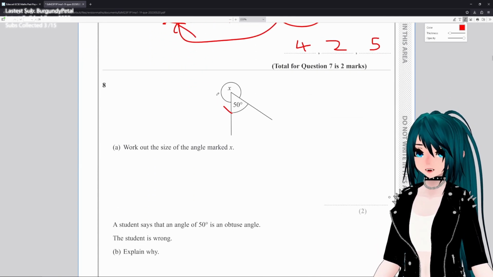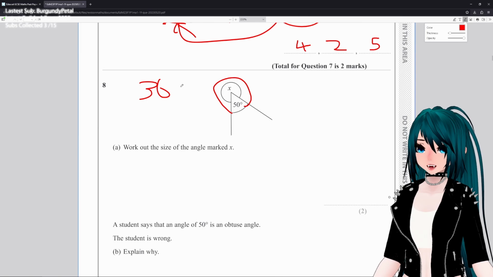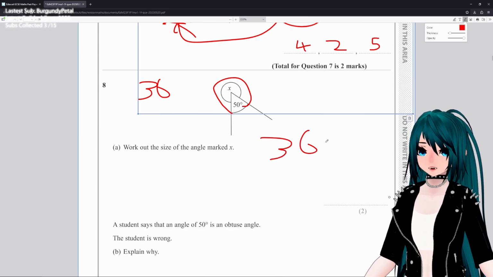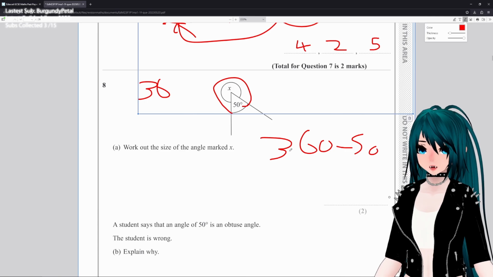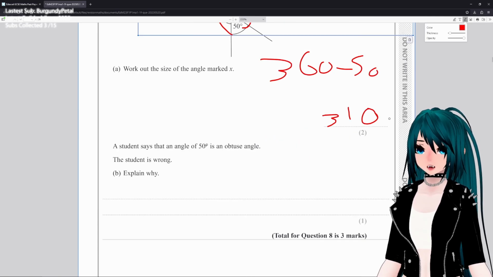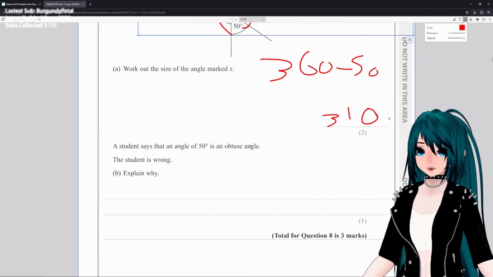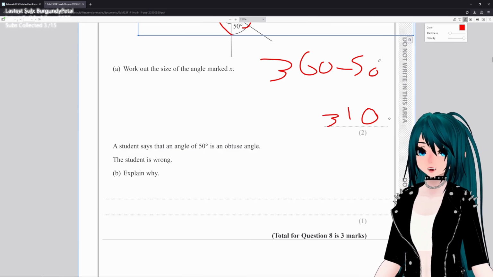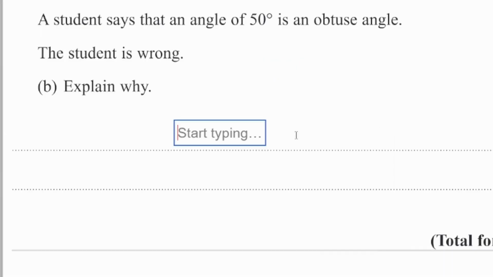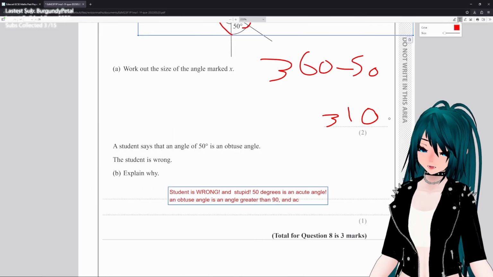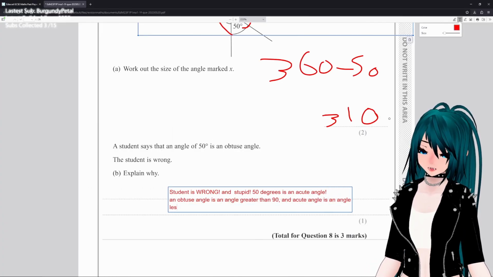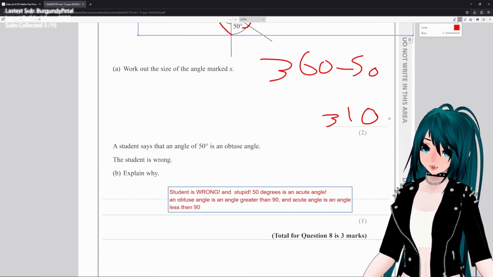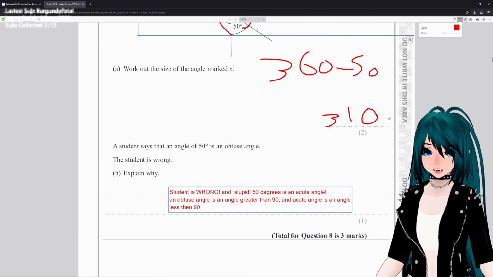Okay, so this all has to equal 360, right? Let's do 360 minus 50, which is 310. And an angle of 50, is the student wrong? Oh no, okay, I got this. The student is wrong, and an acute angle is an angle less than 90. And then a right angle is 90.